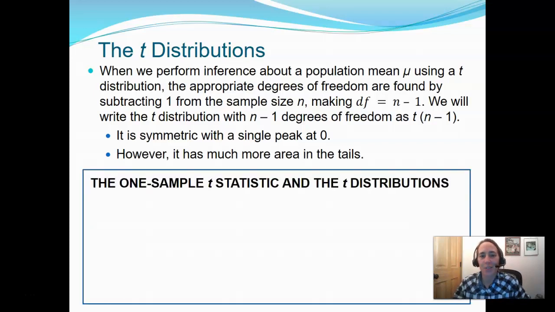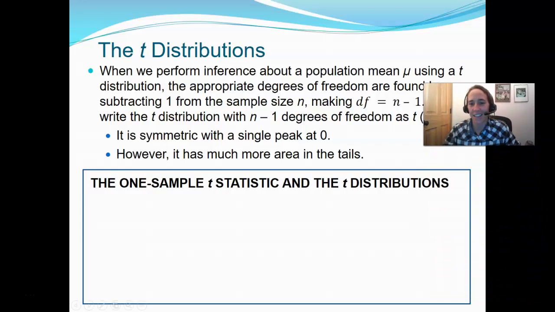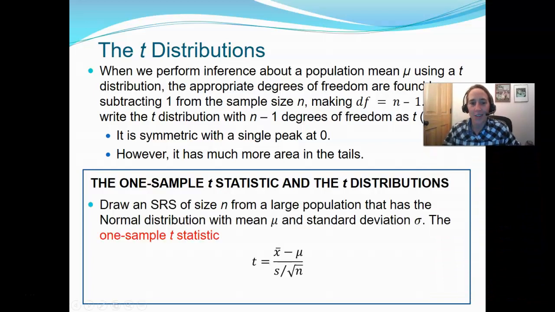The one sample t-statistic and the t-distributions: the only difference, you guys, is what? With the old one, this was a z and this was sigma. Okay, so we're going to use the same stuff, same formulas.